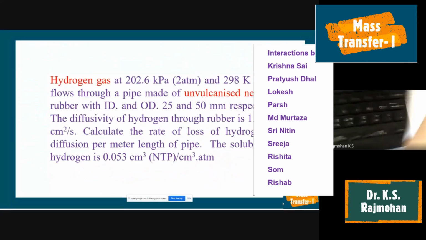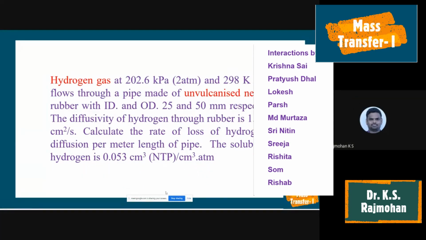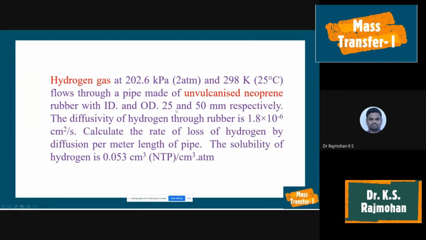So take down this problem. This is a simple problem only. Hydrogen gas at 2 atmosphere and 298 Kelvin flows through a pipe made of vulcanized neoprene rubber with internal diameter and outer diameter 25 and 50 mm respectively. The diffusivity of hydrogen through rubber is 1.8 into 10 power minus 6 centimeter square per second. Calculate the rate of loss of hydrogen by diffusion per meter length of pipe. The solubility of hydrogen is given at NTP conditions.